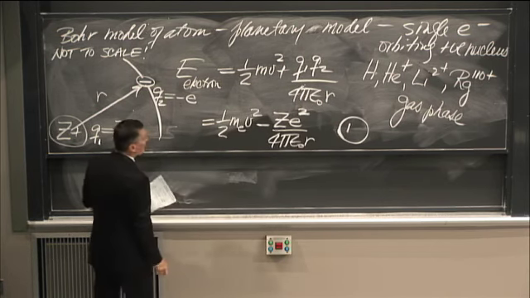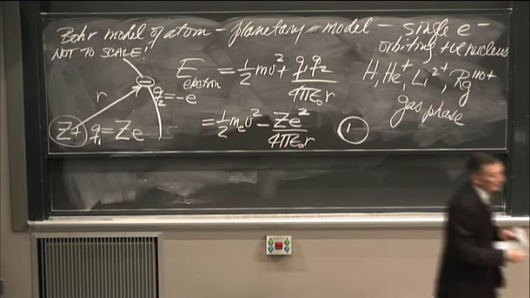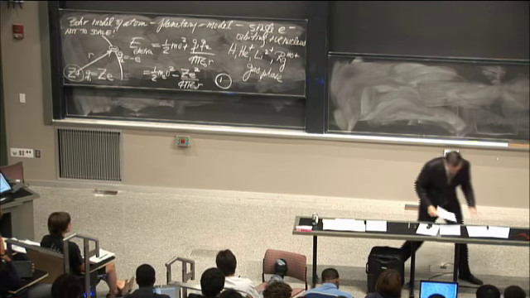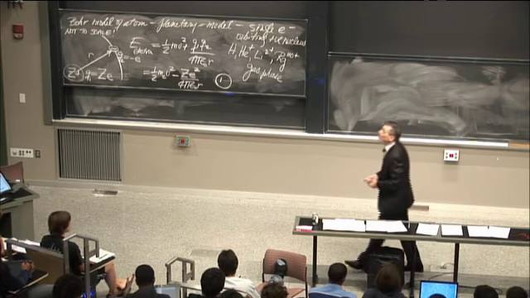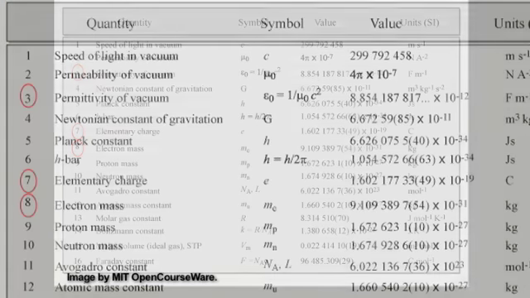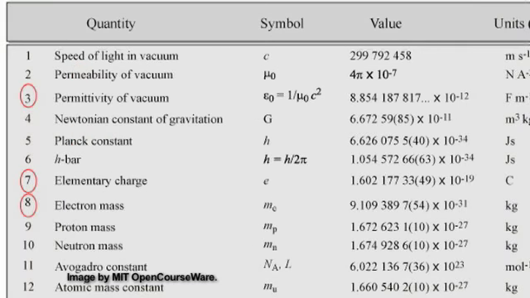And by the way, you can find all of this information by looking at your table of constants. Epsilon 0 is sitting here, the permittivity of vacuum. And there it is, 8.85 times 10 to the minus 12 farads per meter. Elementary charge, 1.6 times 10 to the minus 19 coulombs. Electron mass, 9.1 times 10 to the minus 31 kilograms.